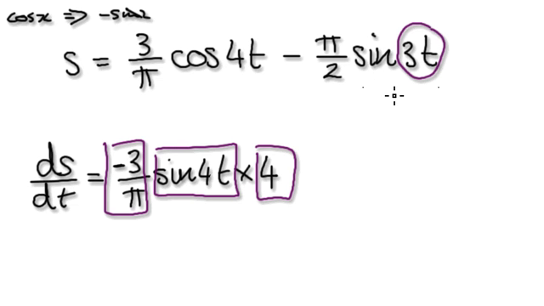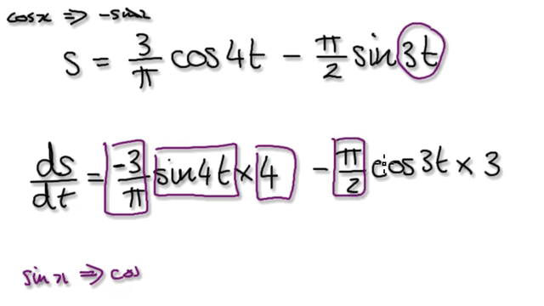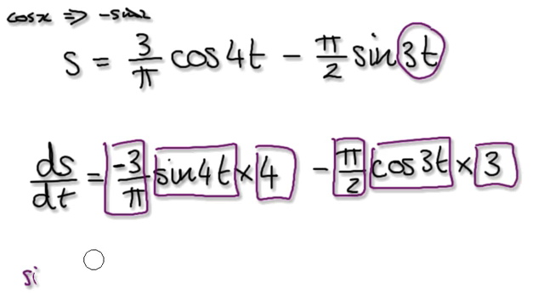Then looking at this here, differentiate sine bubble. That will give you cos. When you differentiate sine of x, that will give you cos of x. So this one here will be minus pi over 2 cos of x, cos of 3t, and then we've got to times it with the differential of the bubble, so that will be 3. So here you've got a block times this block, times this block. Now it's just a matter of tidying it up.